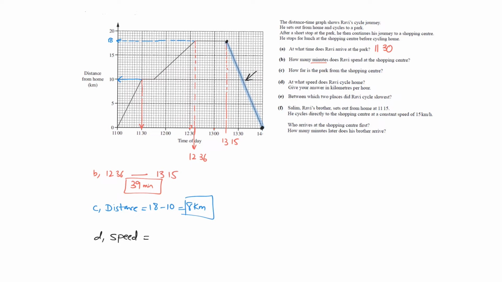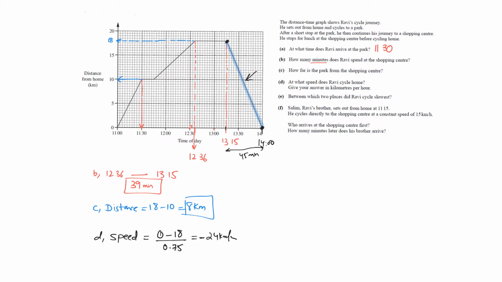So when he is back at home, you can just apply the gradient formula. The distance is 0, the initial distance was 18, and the total time that he takes from leaving the shopping mall and arriving home is 45 minutes, from 13:15 to 14. Since we want it in kilometers per hour, I have to convert 45 minutes into hours. You will divide 45 by 60 to get 0.75 hours. So when you divide 0 minus 18 by 0.75, you get minus 24 kilometers per hour.